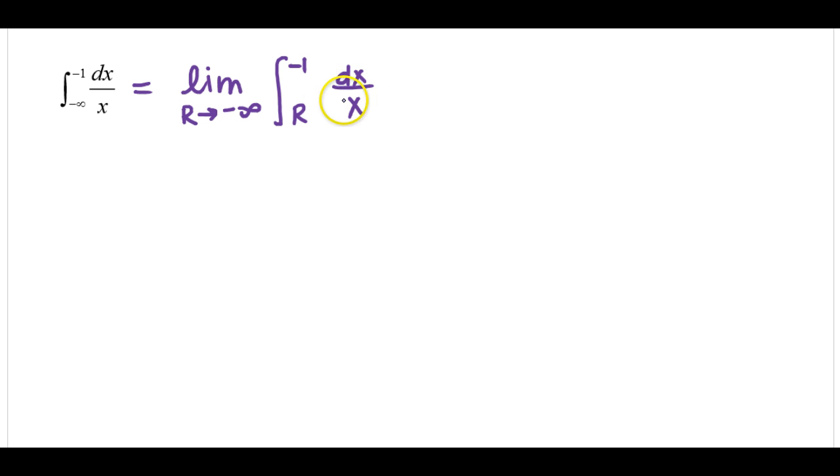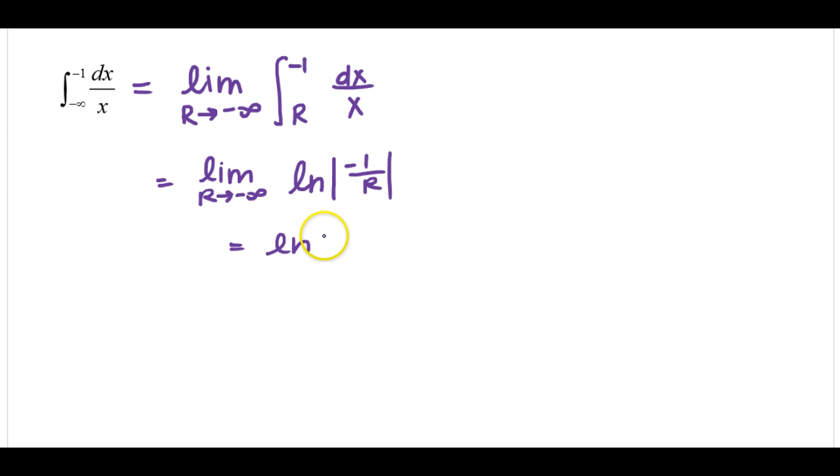Alright, so now this is a special antiderivative, so this antiderivative would be the natural log of negative 1 over r. And this is at the limit as r approaches negative infinity. So now, as r approaches negative infinity, if I were to substitute in big numbers down here, well, this inside part would end up going to 0.